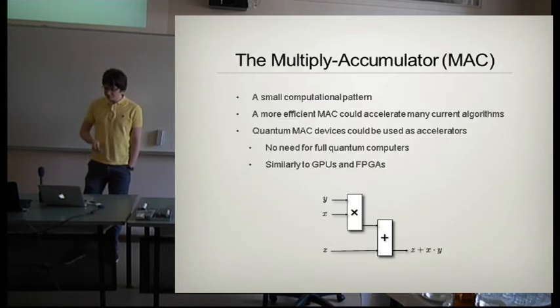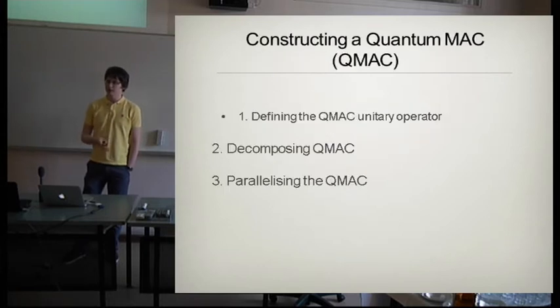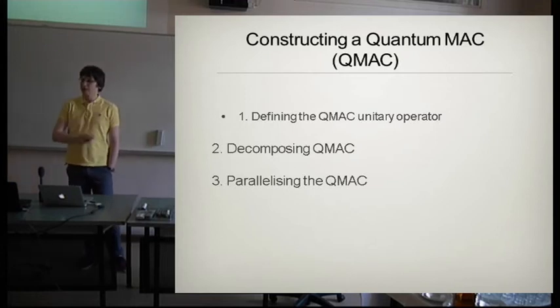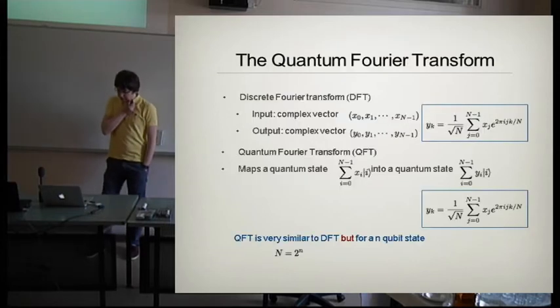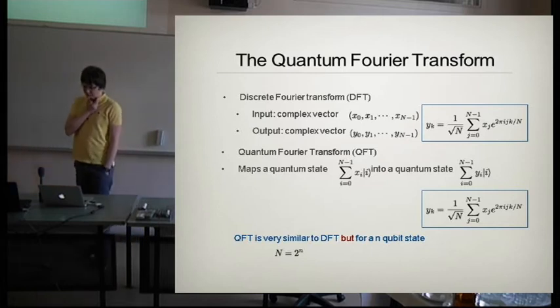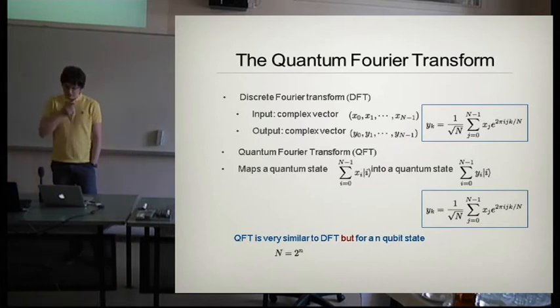So, start by defining just the unitary operator we want to do. Then we decompose it into smaller gates, which we can actually hope to implement. And then make it parallel, make all of these gates act simultaneously. So we will use it on a quantum Fourier transform state.